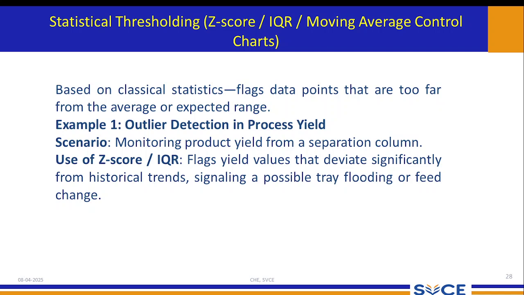This is an example scenario: monitoring the product yield from a separation column. So use of z score or IQR flags yield values that deviate significantly from the historical trends, signaling a possible tray flooding or feed change, or the quality is getting reduced, as I saw in the previous case regarding the support vector machine. So outlier detection in process yield is where we can go for a statistical thresholding method.